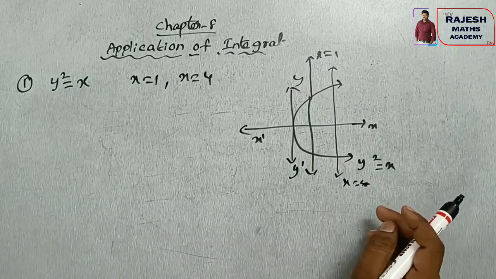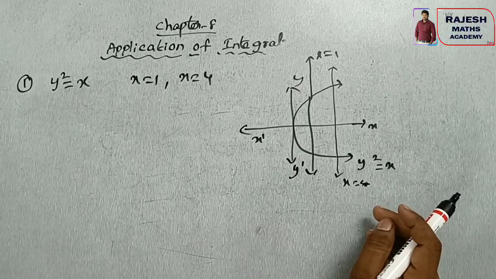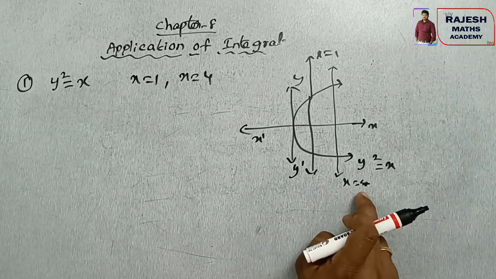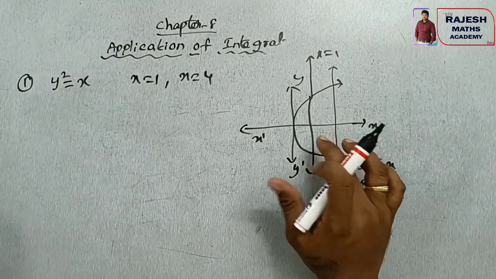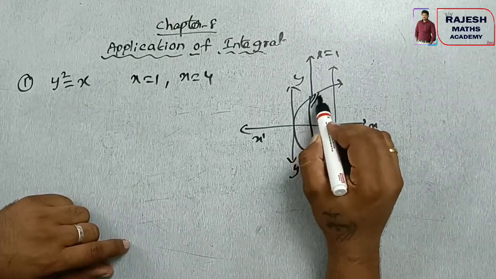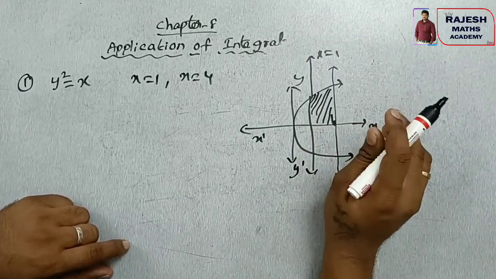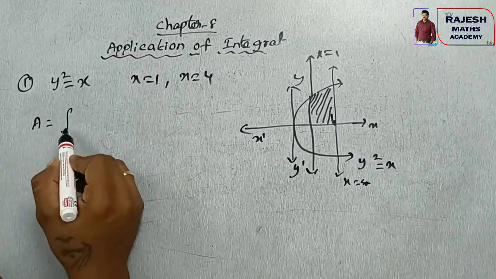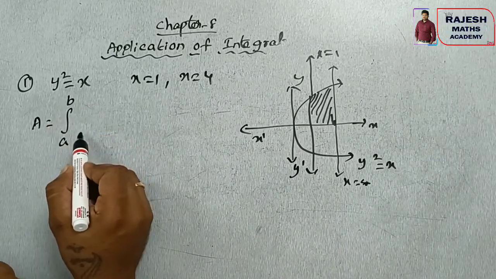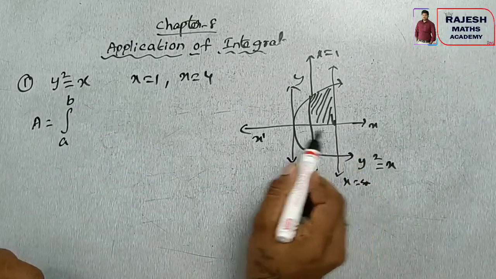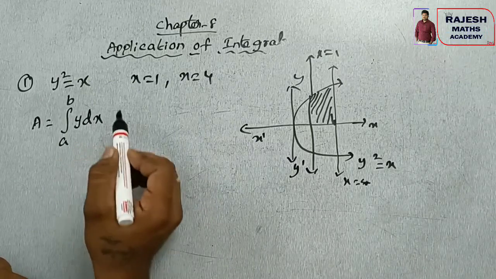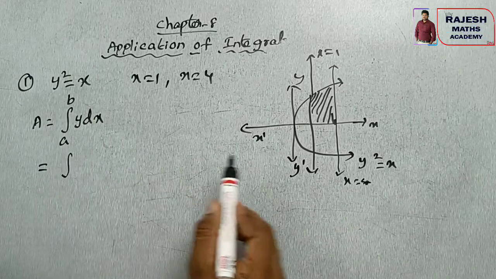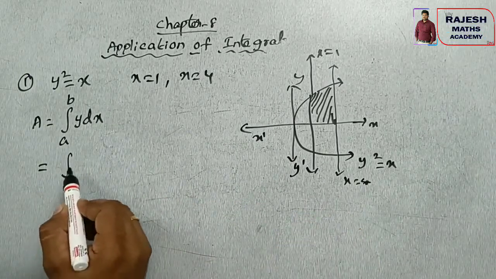Now what is given? Area of the region bounded by the curve y square equal to x, x equal to 1 and x equal to 4 about x axis in the first quadrant. So this area alone I need to calculate. Clear? So what is the formula I'm going to use to find the area? Area of the curve from a to b along which axis? X axis. So my formula will be integral of y dx. Now what is the lower limit and upper limit? Limit is 1 to 4.